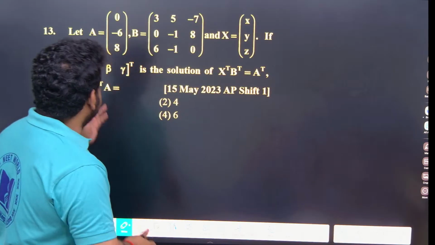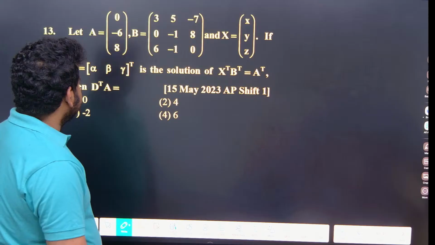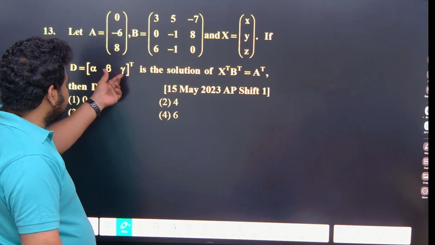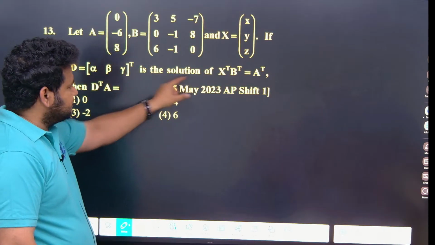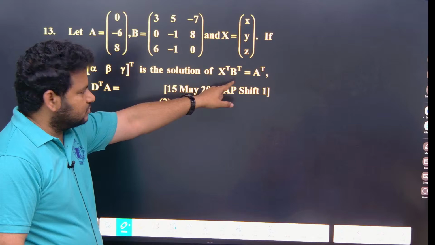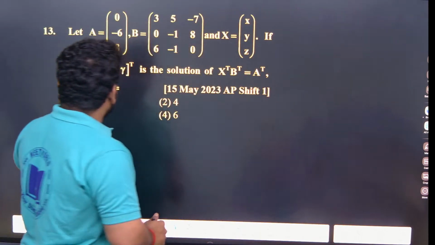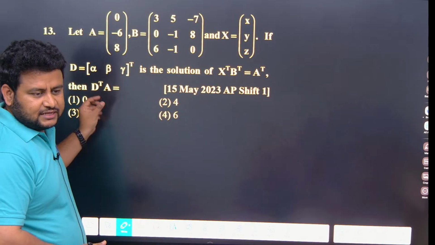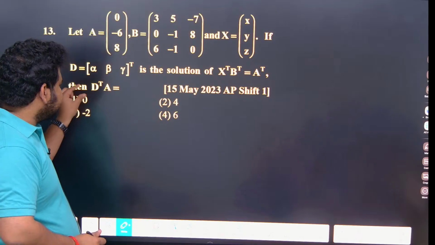Okay, so next, here they have given let A is equal to some matrix, B is equal to some matrix, X is equal to XYZ. If D is equal to alpha beta gamma to the power of 4 is the solution of this matrix equation, X power T, B power T is equal to A power T, that is transpose. Then they are asking D transpose into A is what? They are not asking the alpha beta gamma value. They are asking D transpose into A.